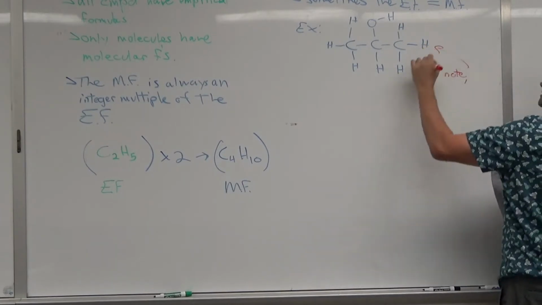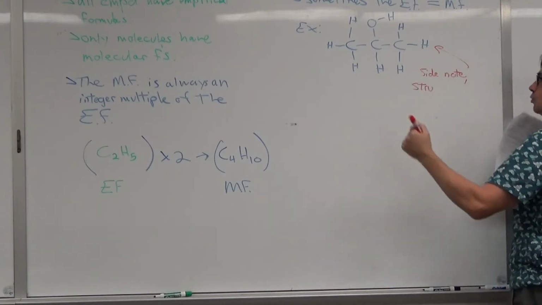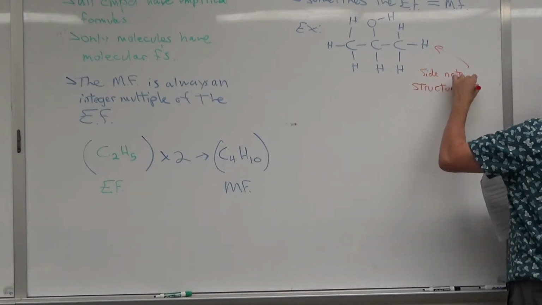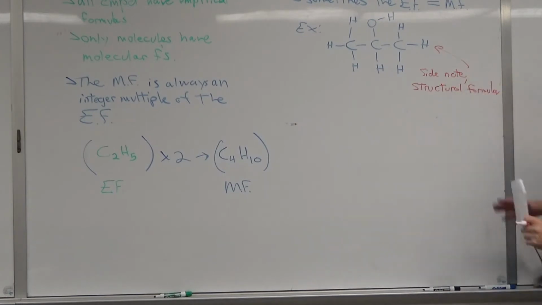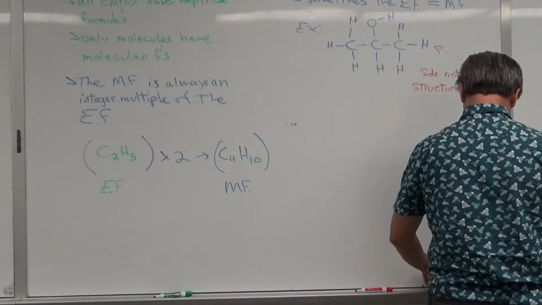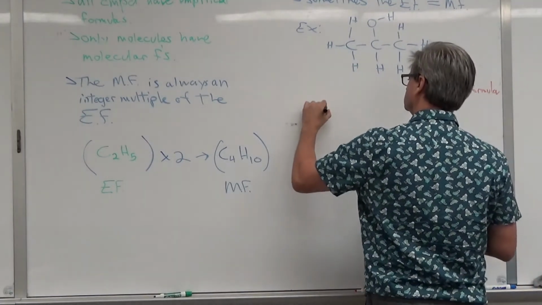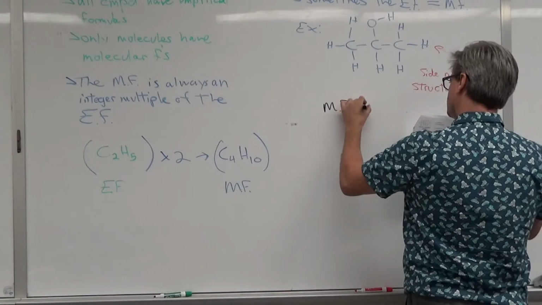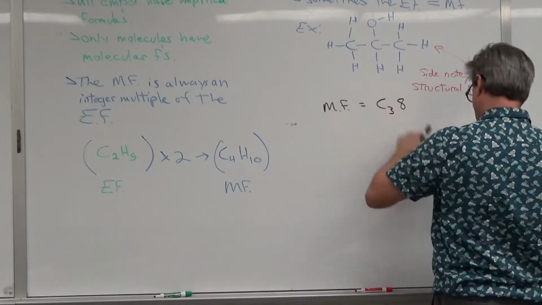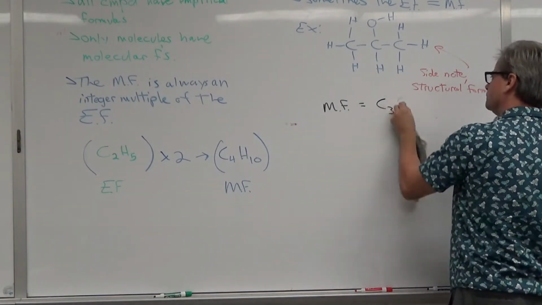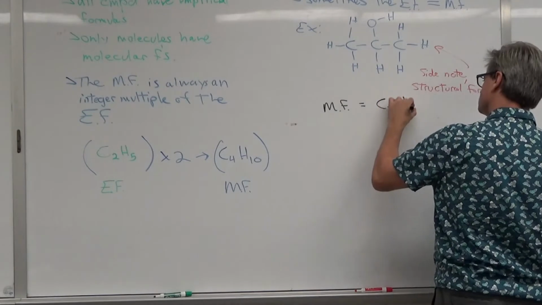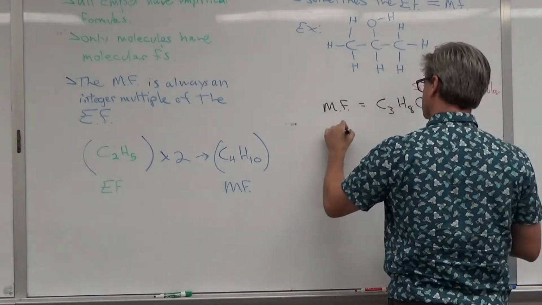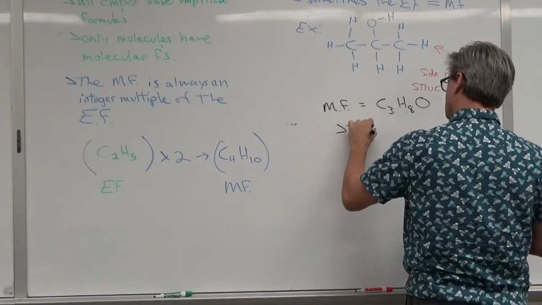This is the structural formula. It shows what's bonded to what. You don't know that information in a molecular formula. Often it's just called the structure. And so the MF of that compound, of isopropyl alcohol, rubbing alcohol, is C3H8. Oh, okay. That is the simplest whole number ratio, so it's also the EF.